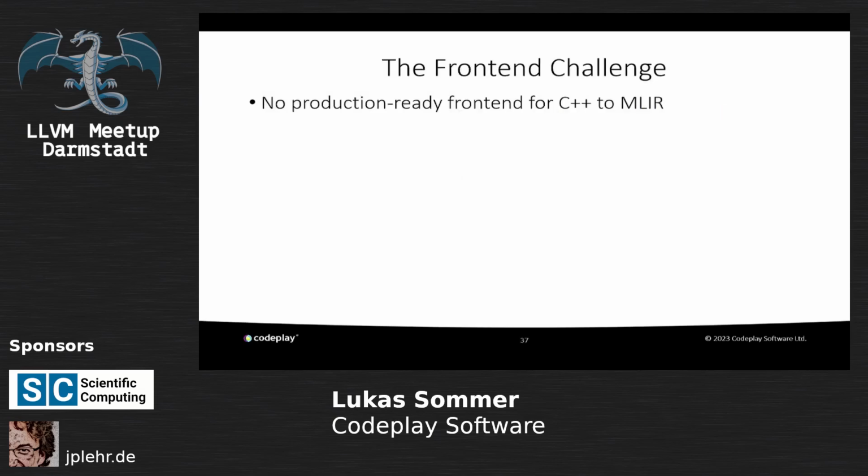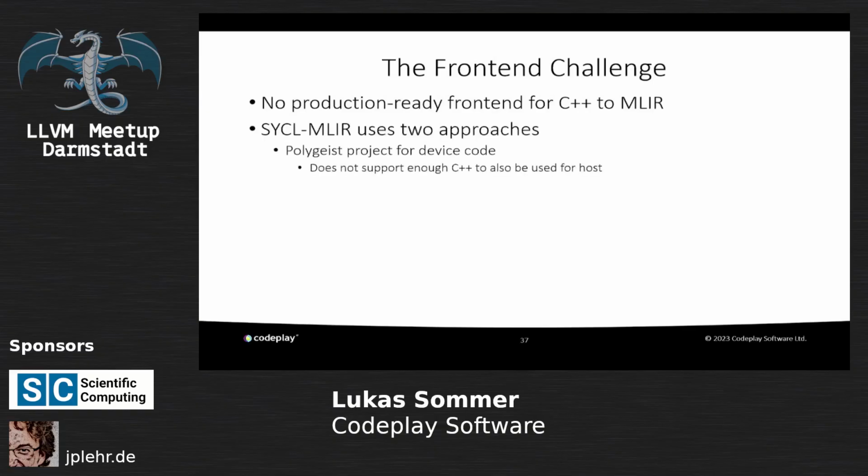There's one big challenge for us right now, and that is the front end. There's no default front end like Clang that you can simply use to go from C++ to MLIR. That's the challenge right now. We have two different approaches right now. For device code, we use a project called Polygeist. It's a scientific project coming out of MIT, if I'm not mistaken. And they can do a lot with C++ code to MLIR. Essentially they're living behind the Clang AST and can use the Clang AST and compile that to MLIR, and they can cover a lot of C++.